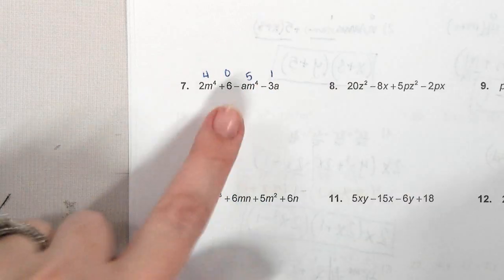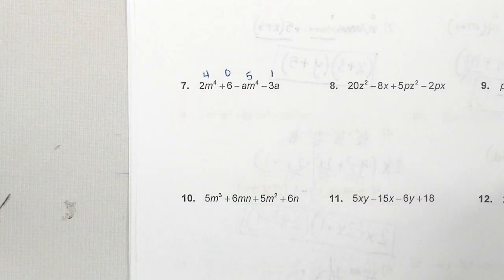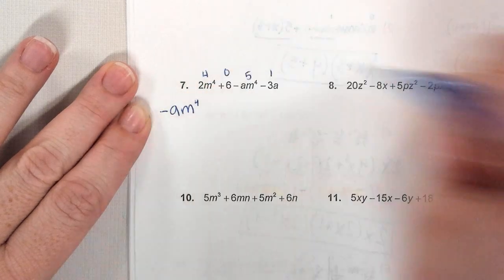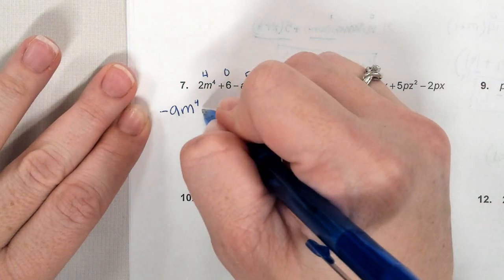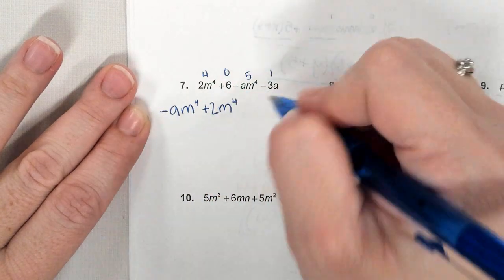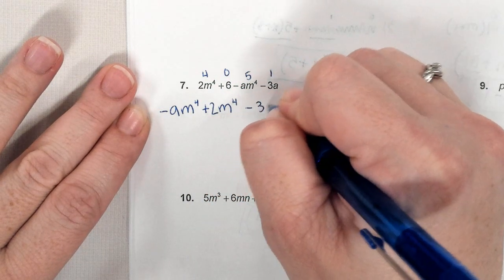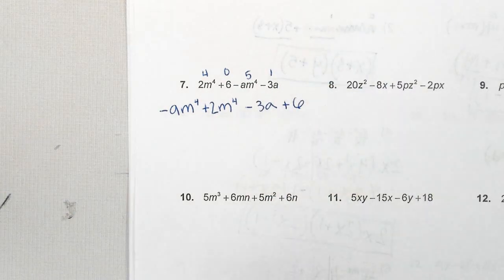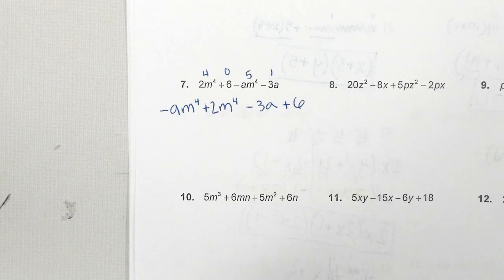So I need to put the term to the 5th power, the 5th degree first. So negative am to the 4th. Now my 4th degree, so plus 2m to the 4th. Now my first degree, so minus 3a, and then 0 degree, so plus 6. Now it's in order, right? Does it have a GCF? What's never supposed to be at the front?